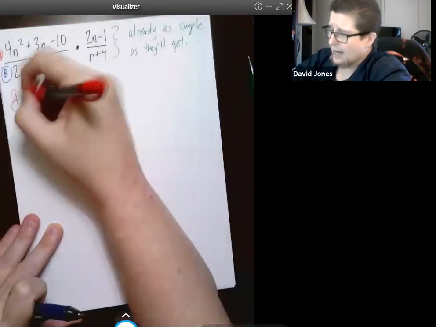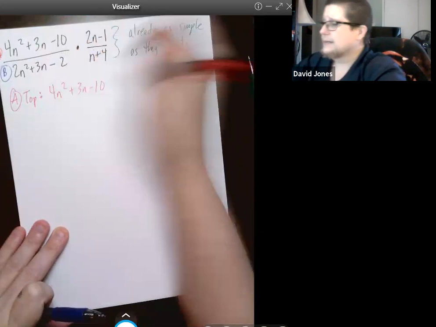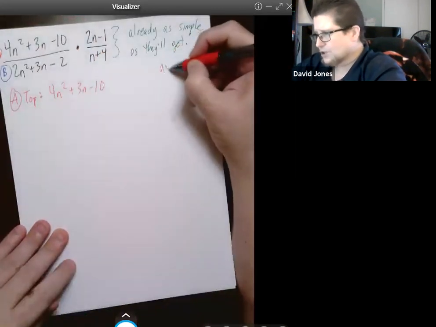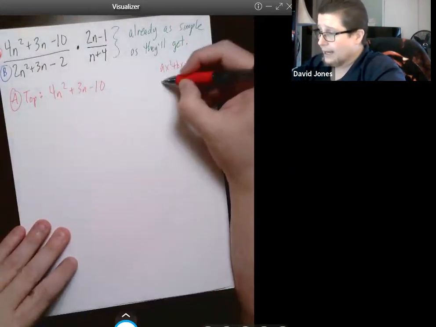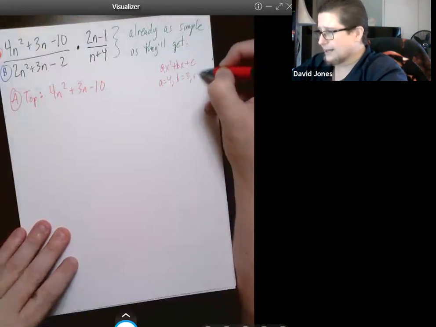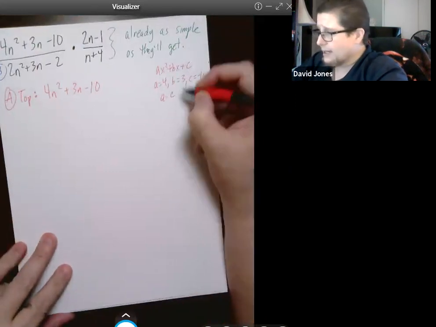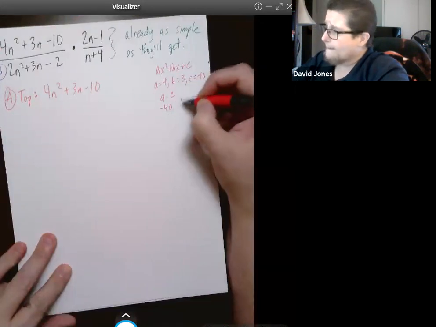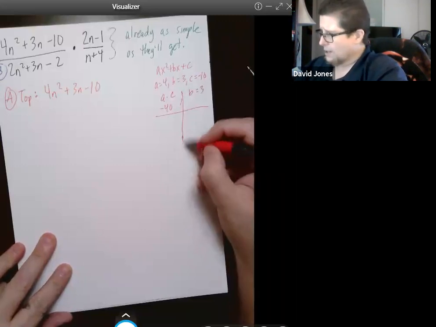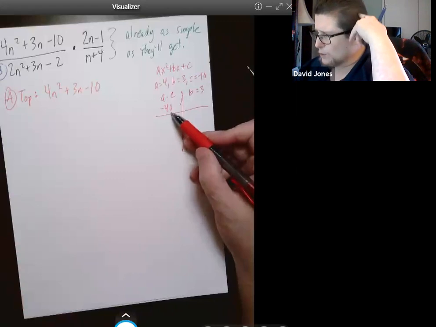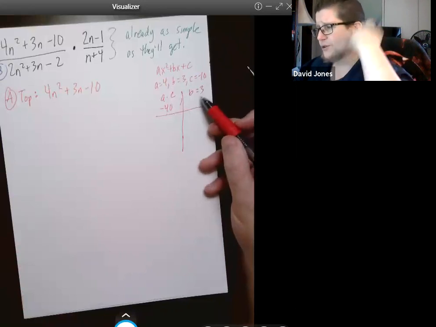So when I factor A, the top, I've got 4n squared plus 3n minus 10. This is like an squared plus bn plus c, where a equals 4, b equals 3, c equals negative 10. So we'll do our trinomial factoring. A times c is 4 times negative 10, which is negative 40. B equals 3. And they multiply to make a negative number, which means one is negative, one is positive. They add to a positive number, so the bigger one's got to be positive.